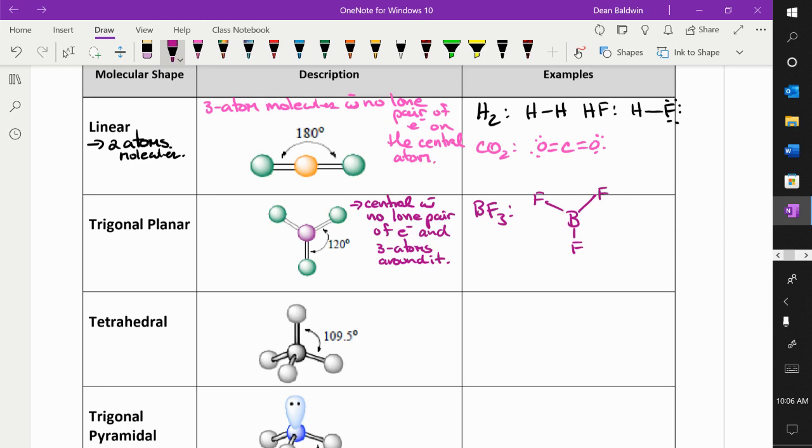Boron is comfortable with 6 electrons. It doesn't need any more. It's one of the sub-octet exceptions that we saw yesterday. Even though fluorine has all its electrons, that's fine as long as they're not on the central one. You put a lone pair of electrons on the central one and you're going to change the geometry.